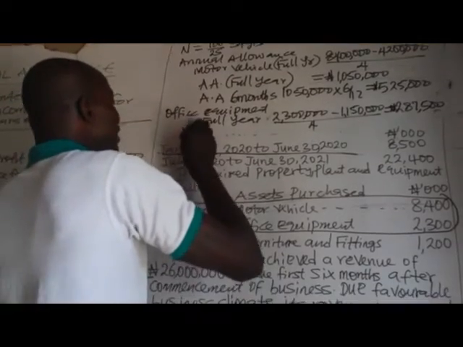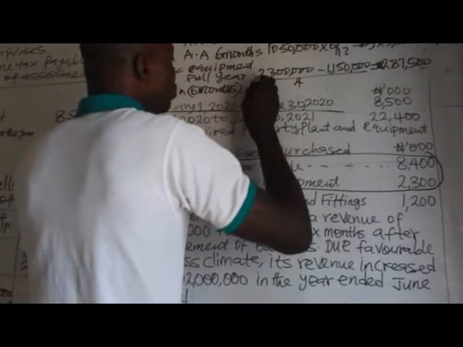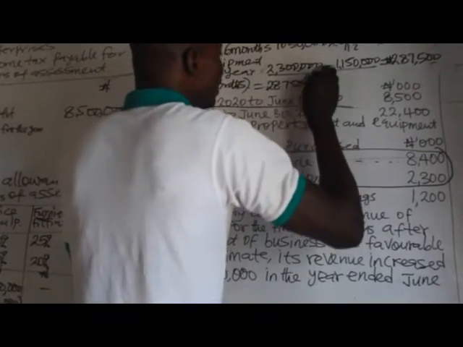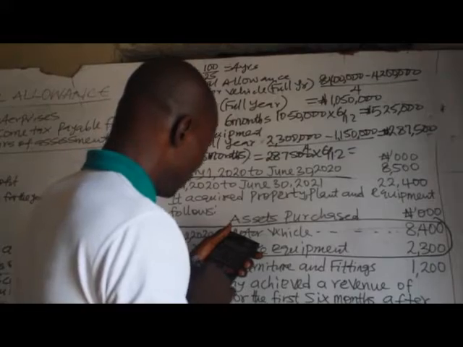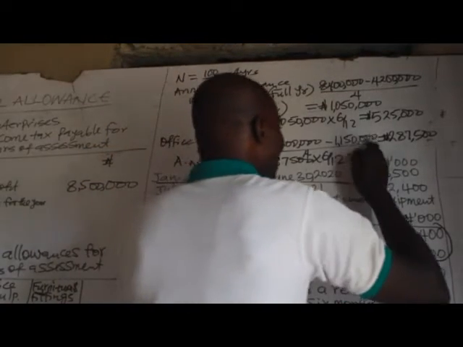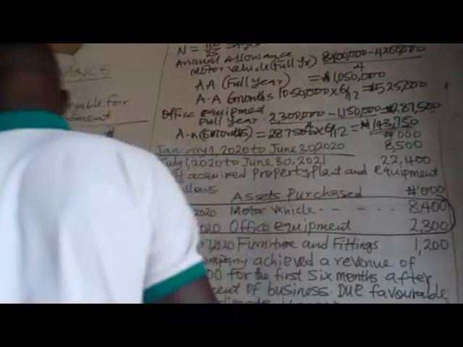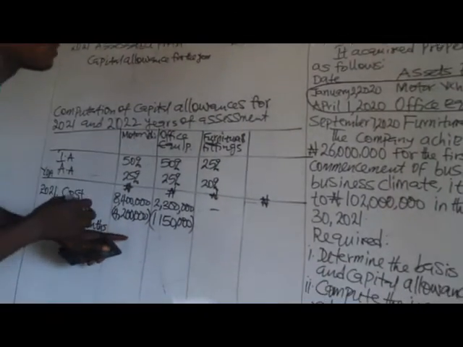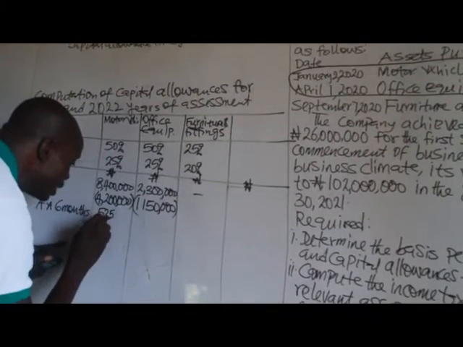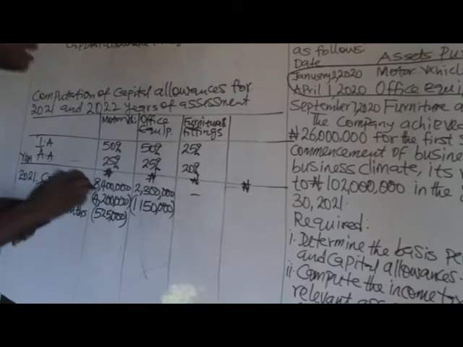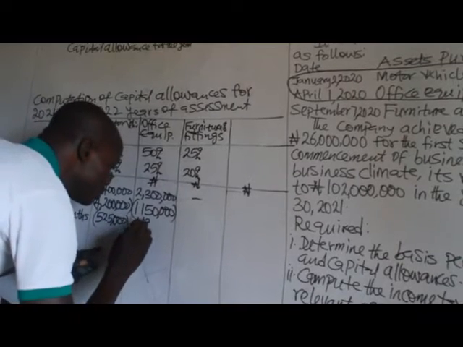Therefore, annual allowance for 6 months will be 287,500, which is the full year annual allowance, times 6 months out of 12 months in a year. Times 6 divided by 12. That gives us 143,750. So that is the annual allowance for 6 months. So annual allowance for motor vehicle for 6 months is 525,000 as calculated. Annual allowance for office equipment for 6 months as calculated is 143,750.